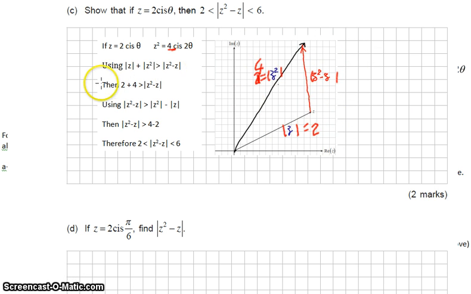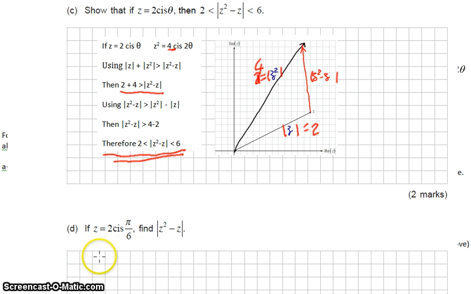Now with these relations, we use what we have proved in part B. The modulus of z plus the modulus of z squared is greater than the modulus of z squared minus z. We obtain these relations, and apply another relation that we obtain from part B. We get the modulus of z squared minus z is always greater than 2. Therefore, we have shown these relations that we want.